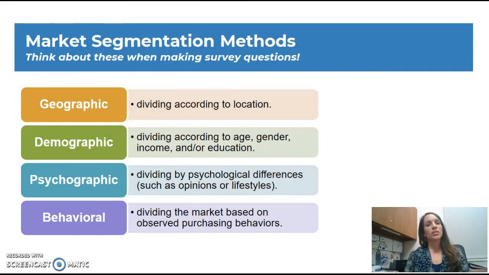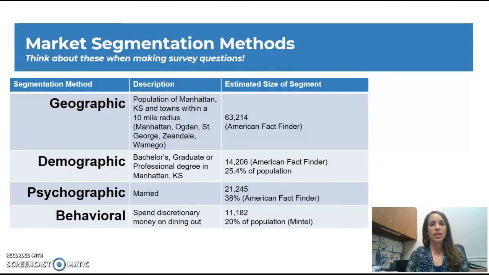All right, so this just kind of goes further into how you can segment your market by location, by demographics like age, gender, income, education, psychological differences, which are opinions or lifestyles, or behaviors, so actually how they purchase things. And this is an example, so it's in your PowerPoints, of how I did this in each of these segmentations, so you can kind of see what I'm looking for in the executive summary and learn more about this. And I use actual databases that Kendra is going to discuss with you as well. So American Fact Finder and Mintel are two of the databases Kendra goes over.